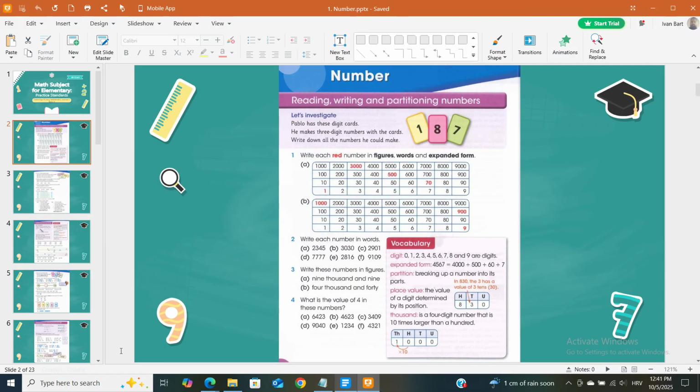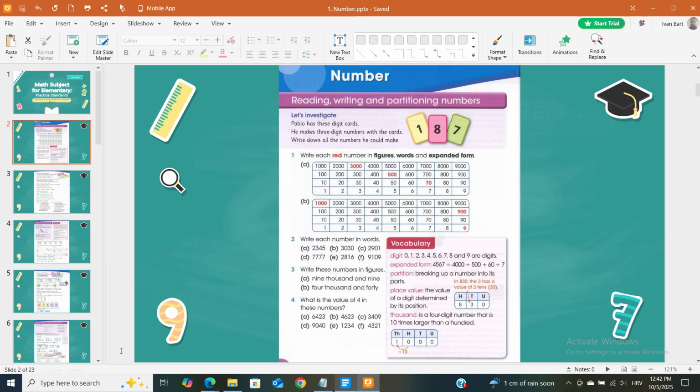Expanded form. 4567 equals 4000 plus 500 plus 60 plus 7. 3. Write these numbers in figures. Partition. Breaking up a number into its parts. (a) 9009. (b) 4040. 4. What is the value of 4 in these numbers?